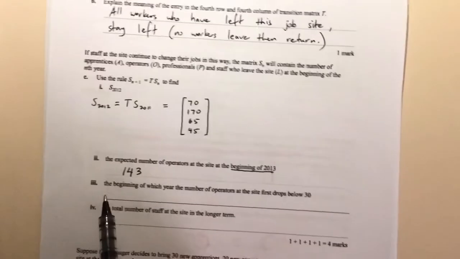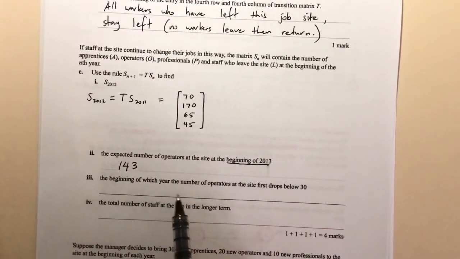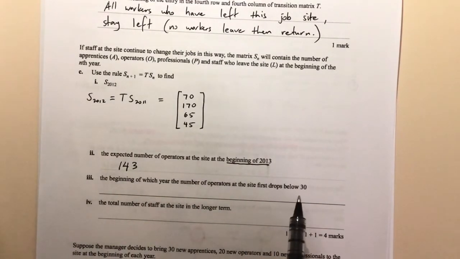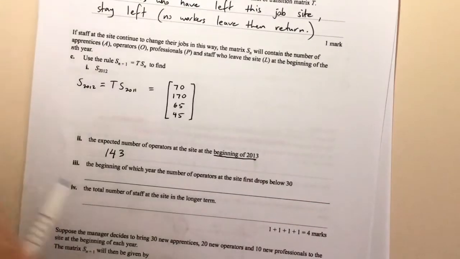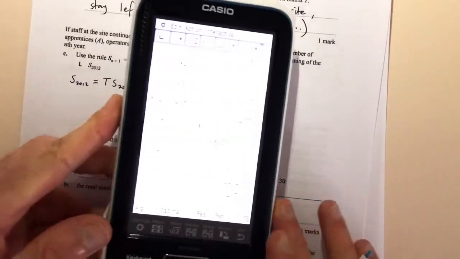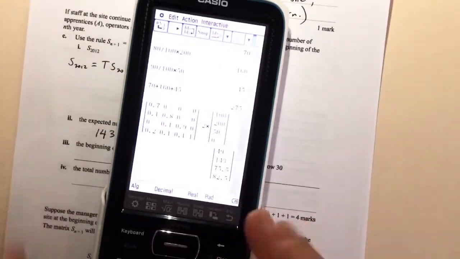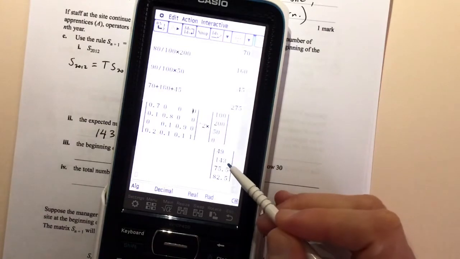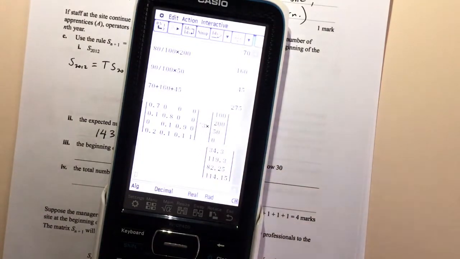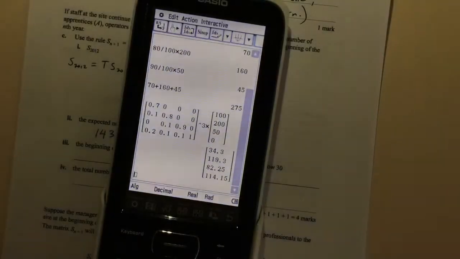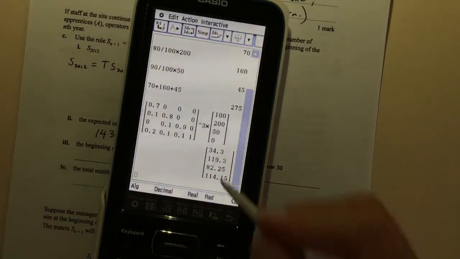We also have to find the beginning of which year the number of operators at the site first drops below 30. So what we're looking for is how many years into the future we have to go before that second number drops below 30. So this is an interesting question. After 2 years, the number of operators is down to 143. After 3 years, it drops down to 119.3.